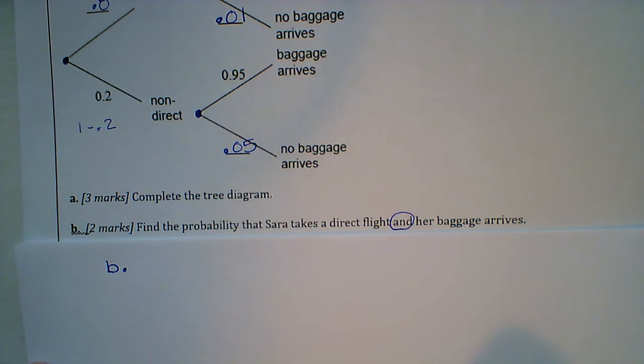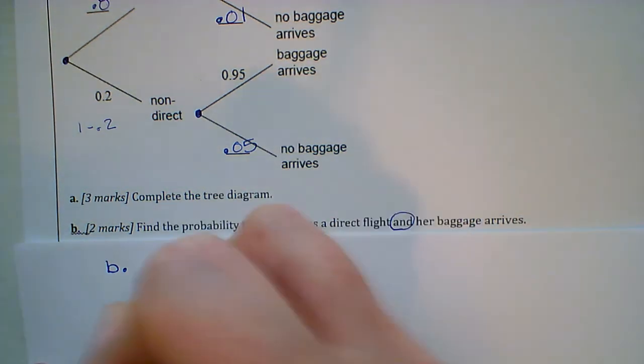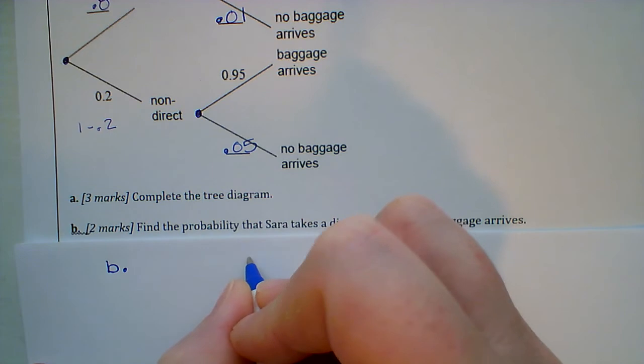So do you remember, when you see the word "and", what math operation we're going to have to use? We talked about it in previous videos. It's going to be multiply. So I'm going to do a couple things here. I'm going to write out, and I'm going to leave a blank space here. I'll fill that in just a minute.